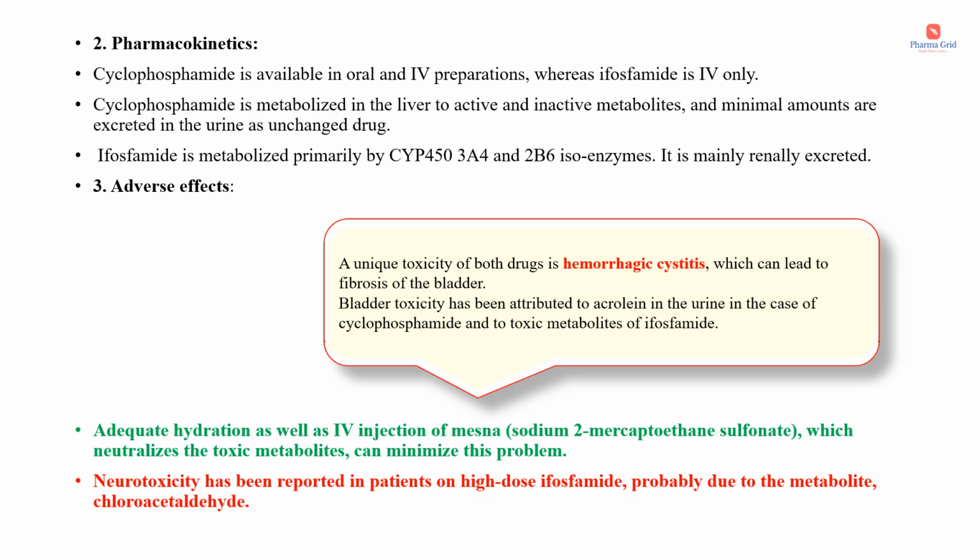So in order to prevent this bladder toxicity or hemorrhagic cystitis, what can we do? Adequate hydration as well as IV injection of mesna. Okay, mesna is known as sodium 2-mercaptoethane sulfonate. It will neutralize the toxic metabolites and can minimize this problem. So cyclophosphamide is given along with mesna. The purpose of mesna is to prevent the hemorrhagic cystitis or bladder toxicity caused by cyclophosphamide. Neurotoxicity has been reported in patients on high dose ifosfamide, probably due to the metabolite chloroacetaldehyde.